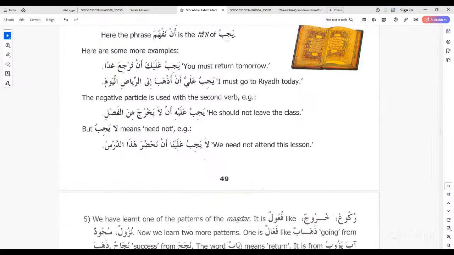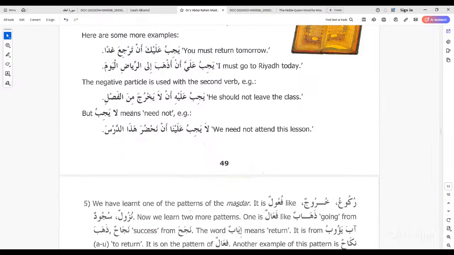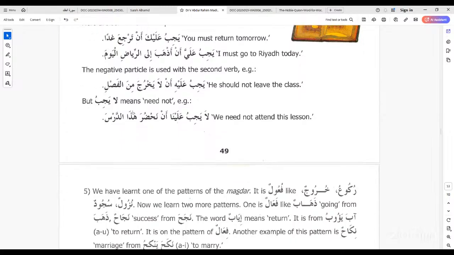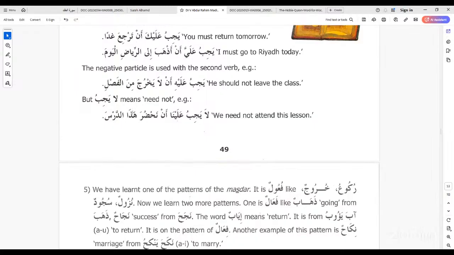But لا يجب means need not. For example, لا يجب علينا أن تحضر هذا الدرس. We need not attend this class. So it's we, it's علينا. Yes. So there's two different meanings.